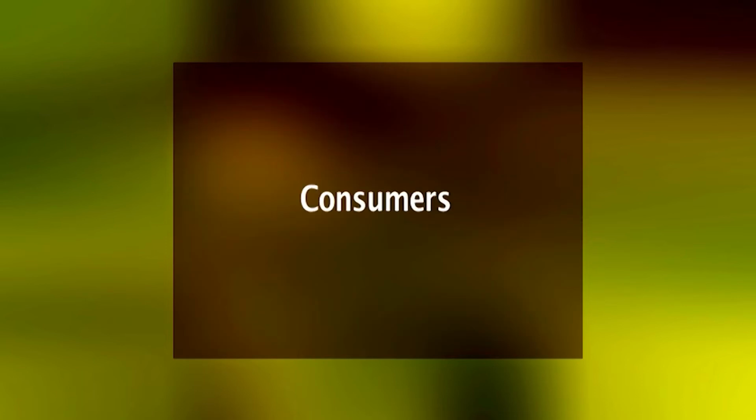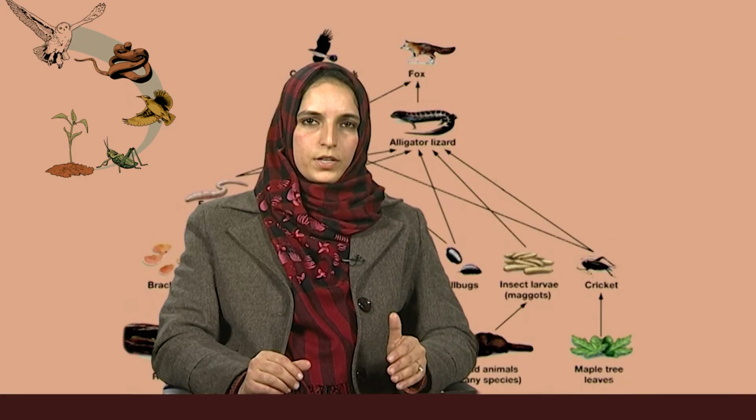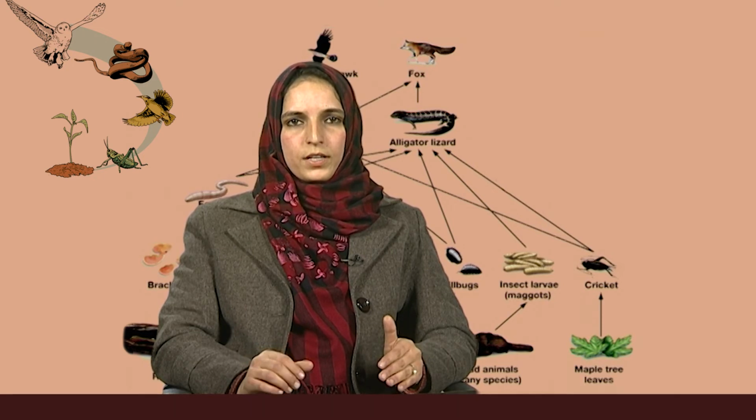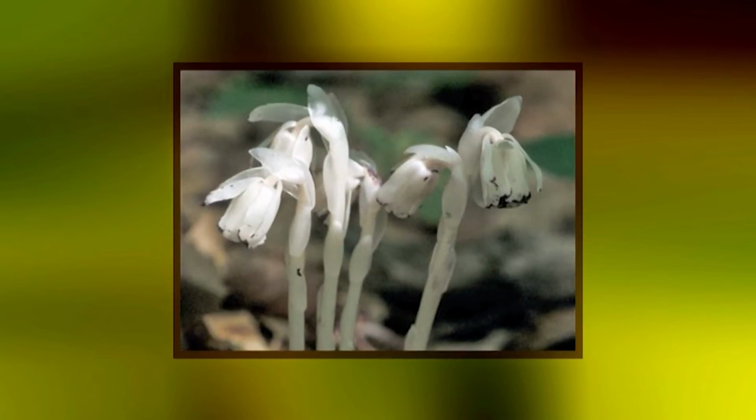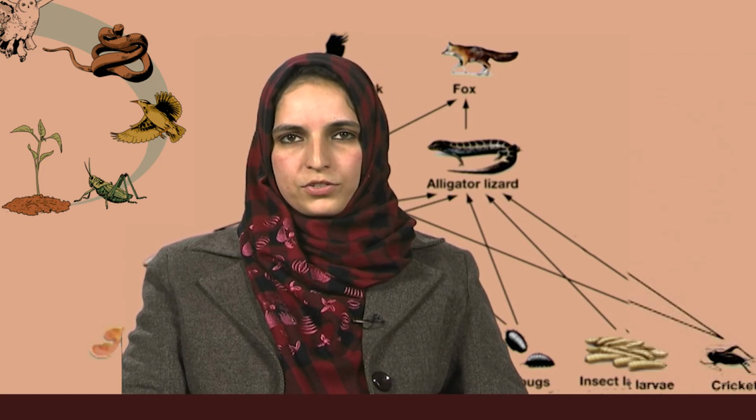Then the second one is consumers. Consumers are organisms of an ecological food chain that receive their energy by consuming other organisms. These organisms are formally referred to as heterotrophs, which include animals, bacteria, and fungi. Such organisms may consume by various means, including predation, parasitization, and biodegradation. There are different levels of consumers.